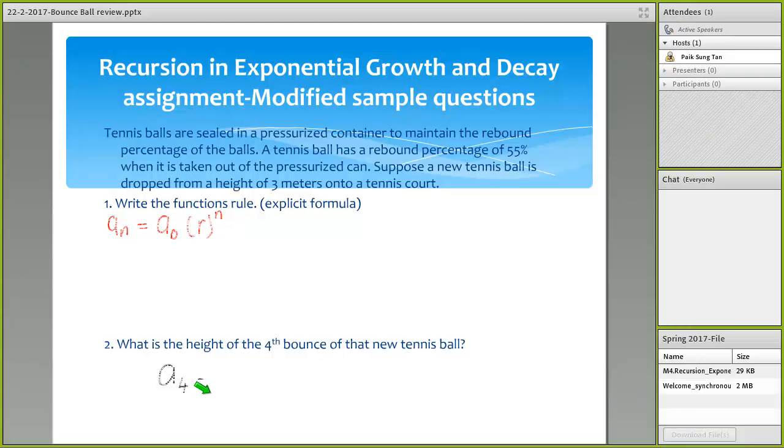So, what do we want to find? Write the function rule. The function rule means the explicit formula. The formula that doesn't require the previous term to calculate. The formula where you can calculate any term as long as you plug in the number of terms. That's the function rule. Okay? So this is a generic format of the function rule. So what is A sub 0?